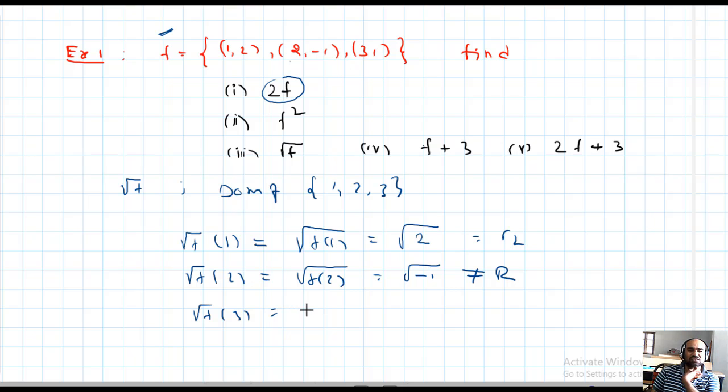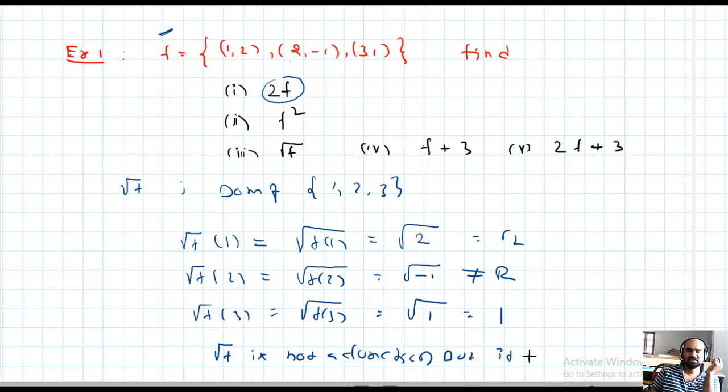Okay, I will write it last. Root over f of 3, that is equal to root f of 3 means 1. That is equal to 1. Okay. So root f is not a function. Why? 2 has no image, no? 2 doesn't have an image, but it is a relation. But it is only a relation. Sometimes we write it as a relation. Okay, that is not a function, it is a relation.